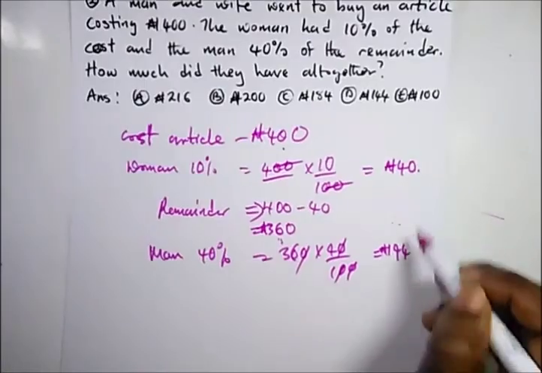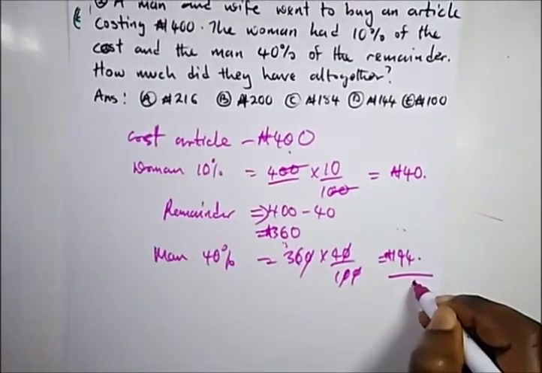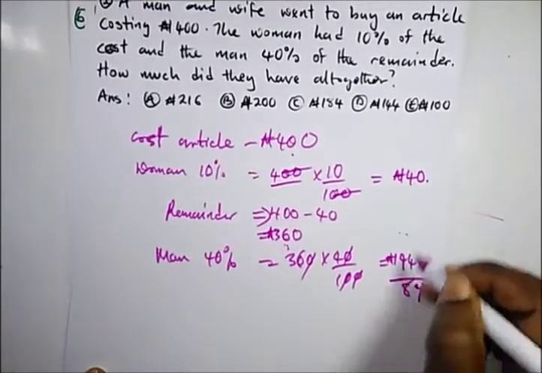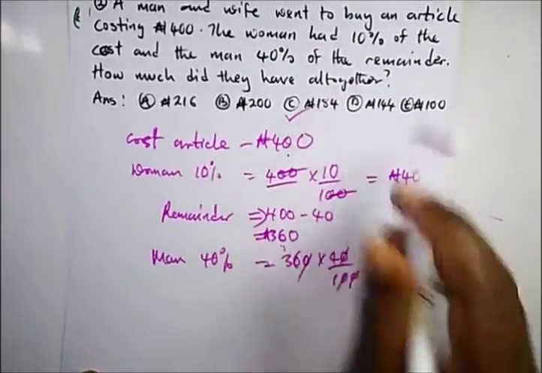That is 40 plus 144. What's 40 plus 144? We have a 4 here. 4 plus 4, that's 8. Bring down 1. So our answer is 184. Correct option is option C.